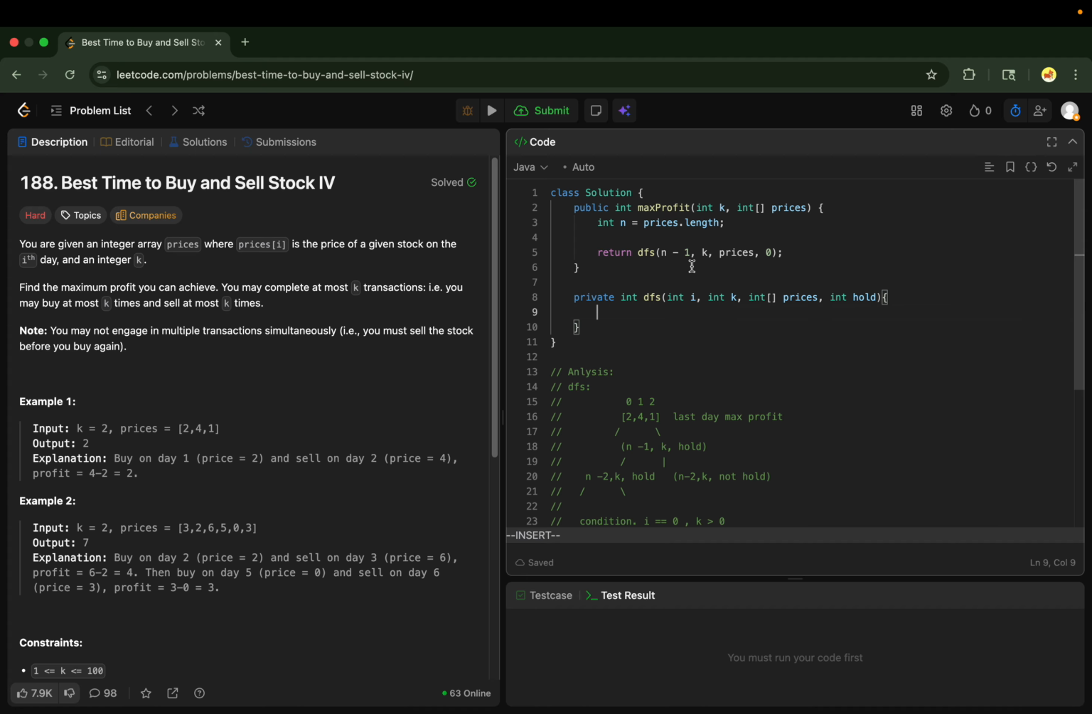Okay, so we have some cases, right? If K is 0, we actually cannot do anything, there are only twice, right? Twice transaction. If it's smaller than 0, K can be 0, but smaller than that means invalid. We cannot do anything now. Return the integer here.